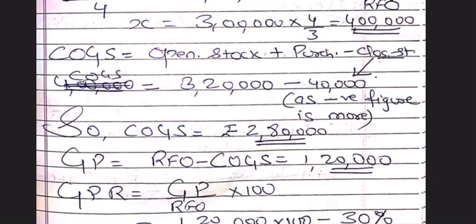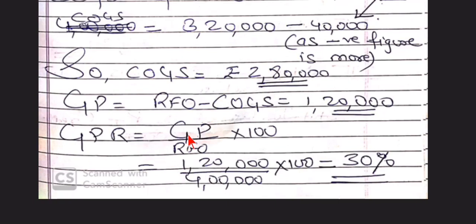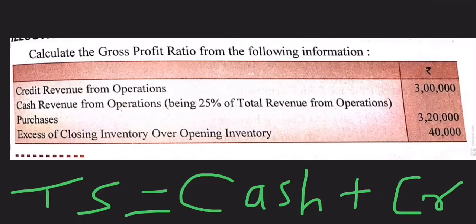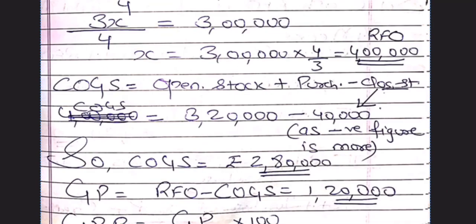Fine, 2,80,000. So then we can easily calculate now GP, RFO minus COGS. RFO we already calculated here as 4 lakh and COGS is how much? 2,80,000. So that will give you the value of GP 1,20,000. And finally then put the formula of gross profit ratio, GP upon RFO into 100. 1,20,000 upon 4 lakh into 100, that is how much? 30%. So in this way we will be calculating this solution. Okay, this is the question, and this way we have to solve the entire question here.